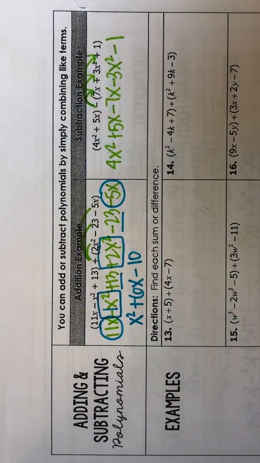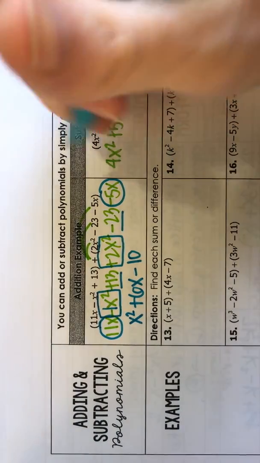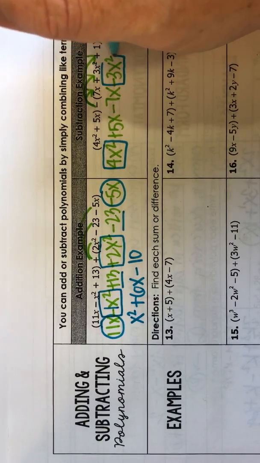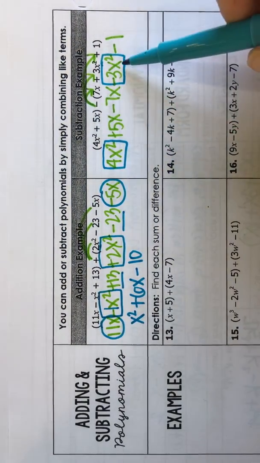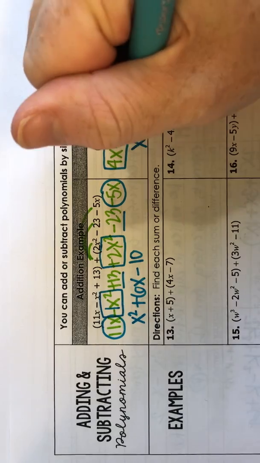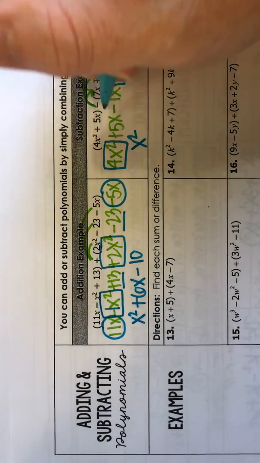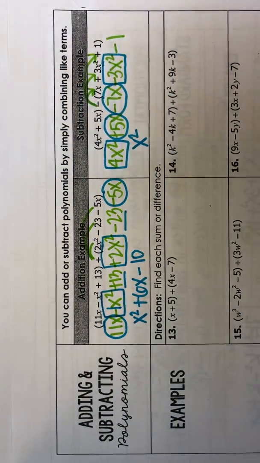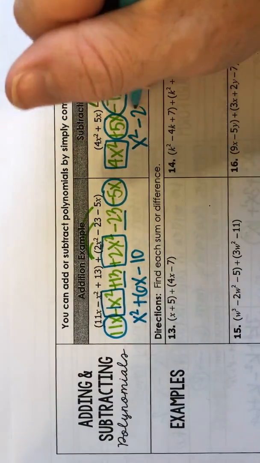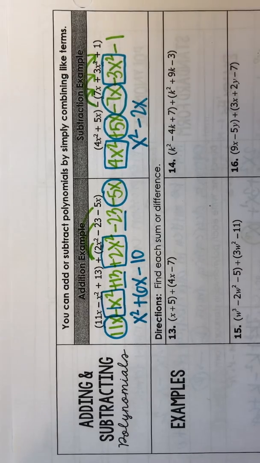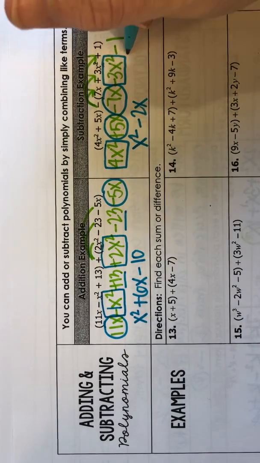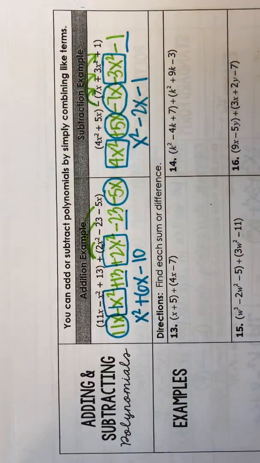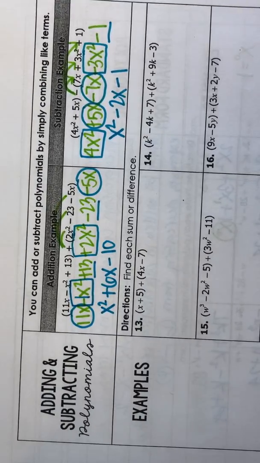So same thing. My highest power is 2. I'm going to identify my like terms. 4x squared minus 3x squared is 1x squared. Then I have 5x minus 7x. 5 minus 7 is negative 2, so negative 2x. And then there's nothing to combine with this constant, so I'm just going to bring it down. Okay?